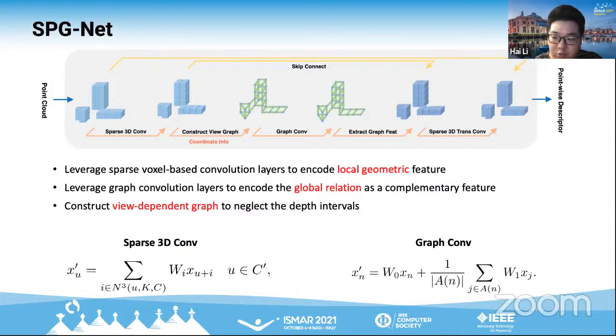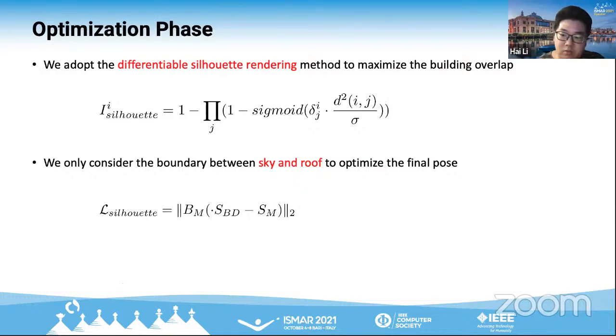Our SPGNet adopts a 2-step U-shaped structure to compute the point-wise features. The sparse voxel-based convolution layers are leveraged to encode the local geometry features. After that, we apply graph convolution based on the undirected view graph constructed on the output coordinates of the sparse 3D convolution. The graph convolution aggregates and updates features spatially based on a message passing paradigm. The view-dependent graph selects the depth interval by projecting the points to a cylinder surface centered at the origin of the local coordinates. The edges are generated from the projected nodes using the k-nearest neighbor algorithm based on the surface distance. The coarse pose solved from the registration phase is not optimal.